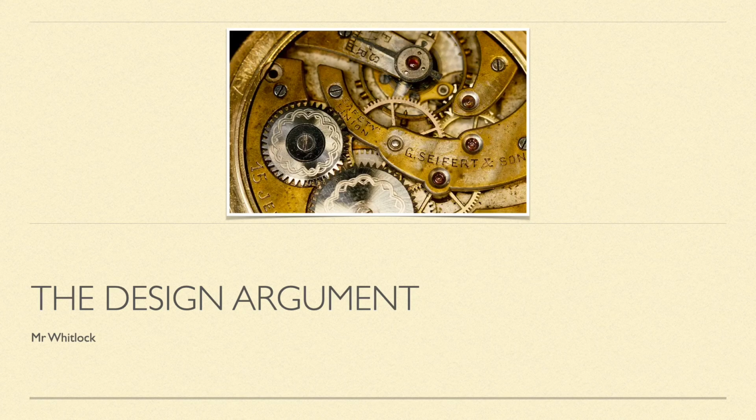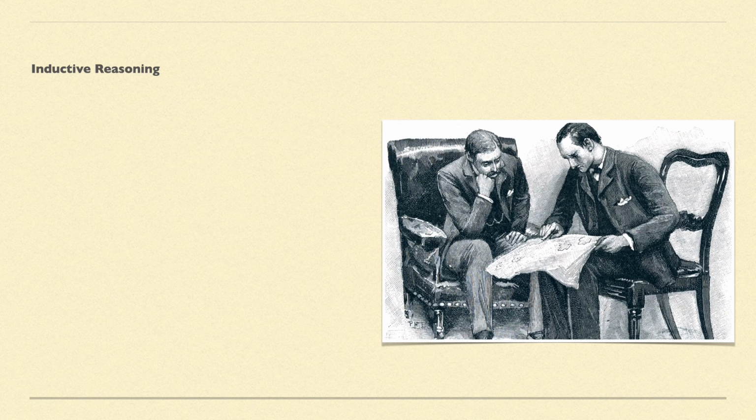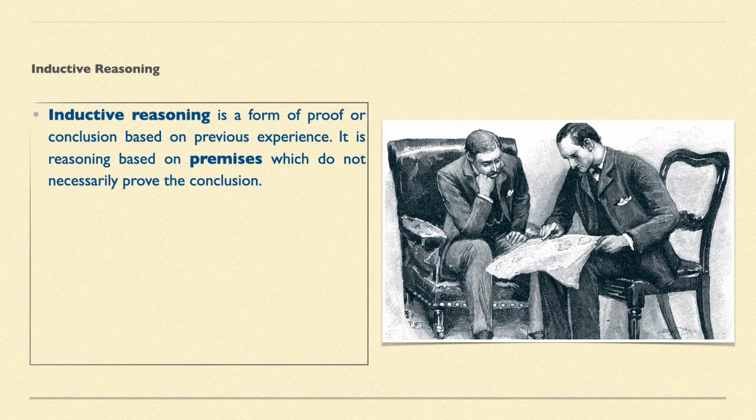The design argument. This argument is a proof that uses inductive reasoning. In order to understand the argument, you need to understand the type of proof that it is. Inductive reasoning is a form of proof or a conclusion that comes based on previous experience. It's reasoning that uses premises in the proof which don't necessarily prove the conclusion to be true.